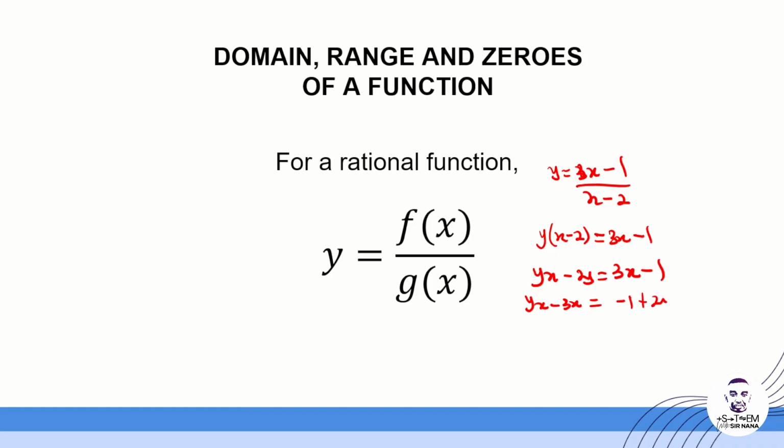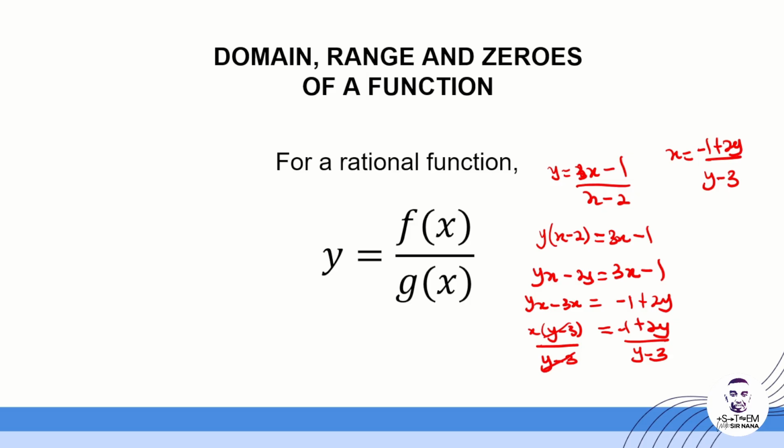Then we factorize our x out. So we have x gives us y minus 3 is equal to negative 1 plus 2y. Then we divide both sides by y minus 3. Then it means that we have our x value to be equal to negative 1 plus 2y all over y minus 3. So in the same way, we want to find the range of the function.